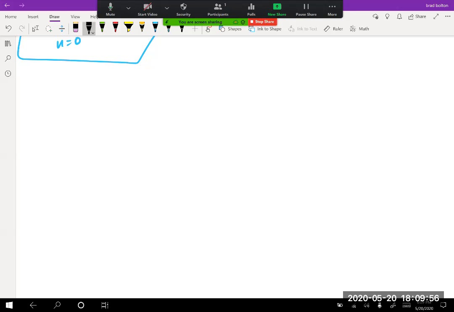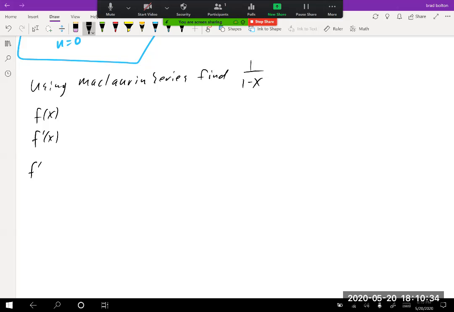So let's take a look at another problem we've been working on. Using Maclaurin series, find 1 over 1 minus x, okay? So find the power series for this, or I should say use the definition of Maclaurin series to find the power series for this, or the Maclaurin series. So we already know how to do this, but I just want to show you guys that we could just do it over here. We could write f of x, f prime of x, f double prime of x.